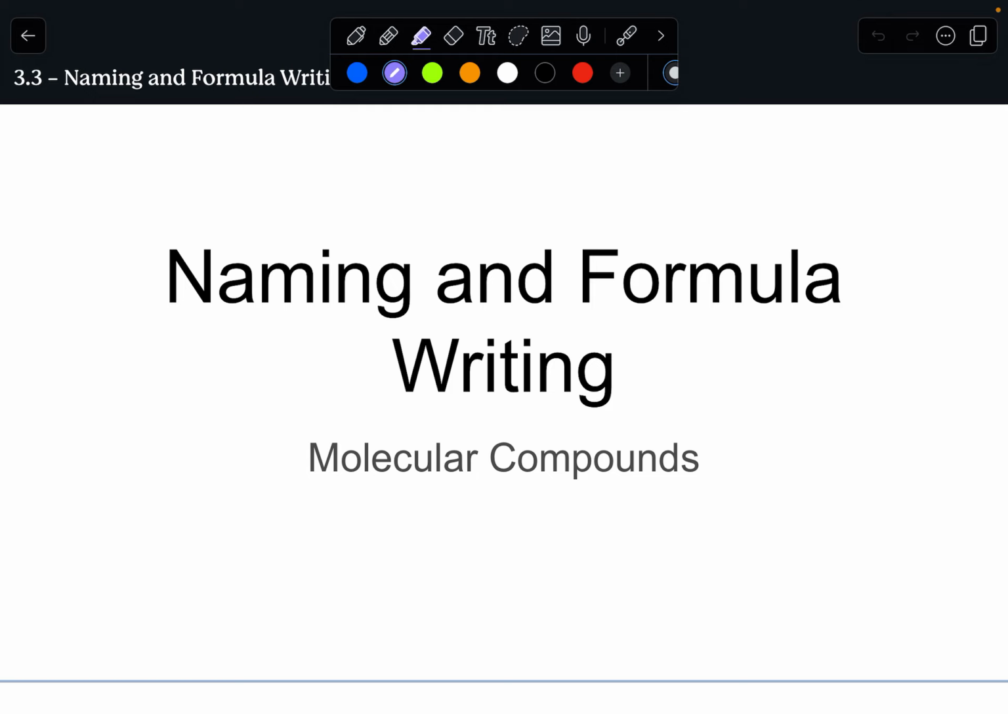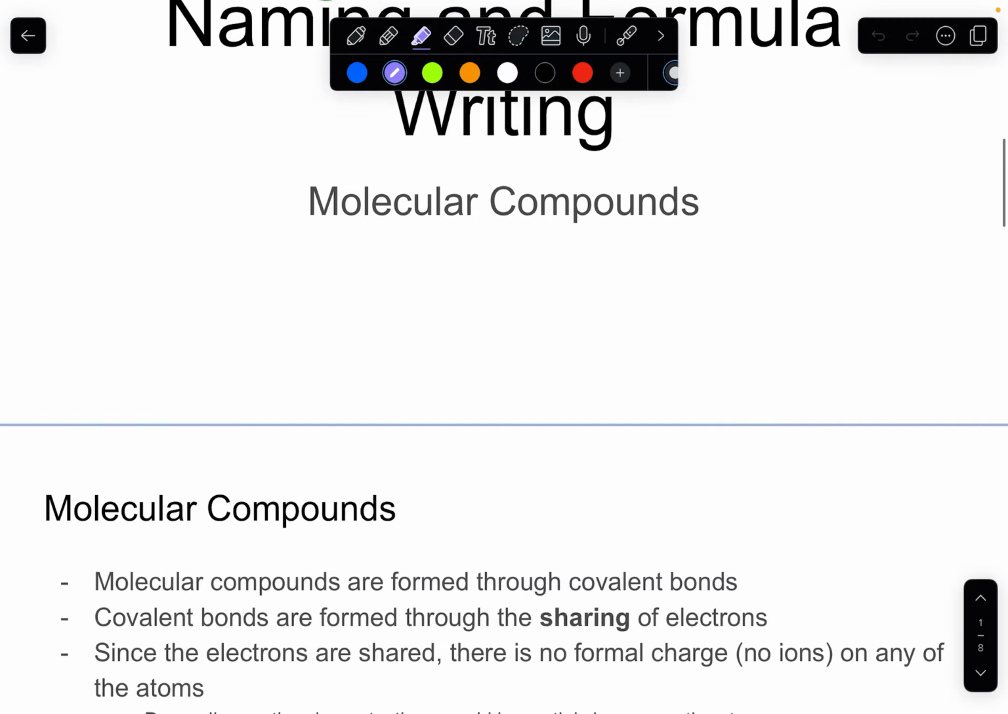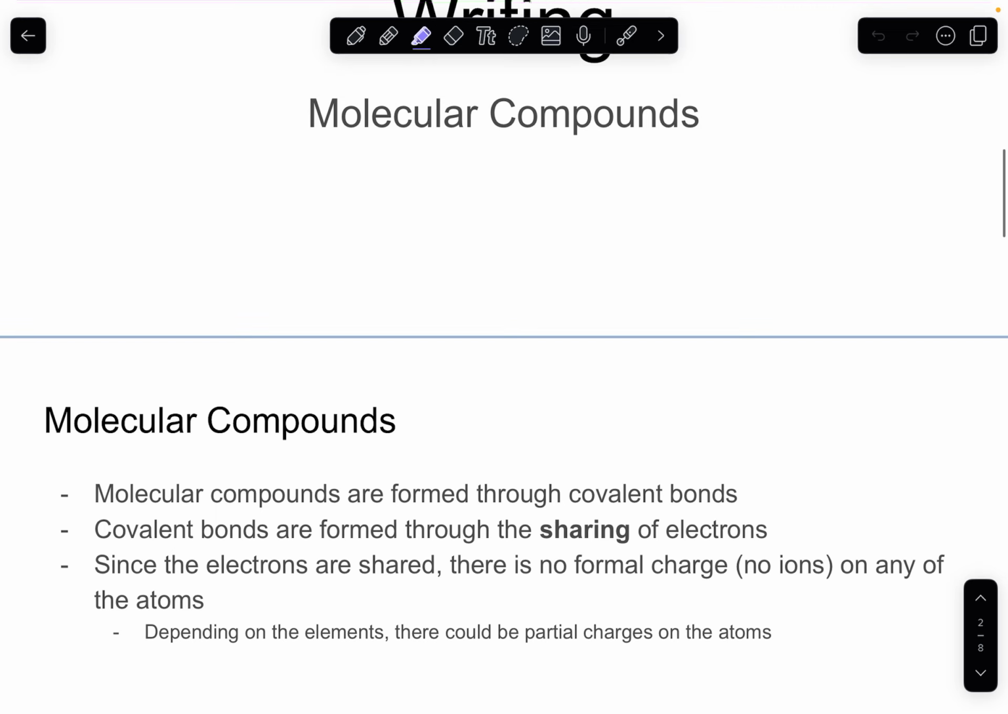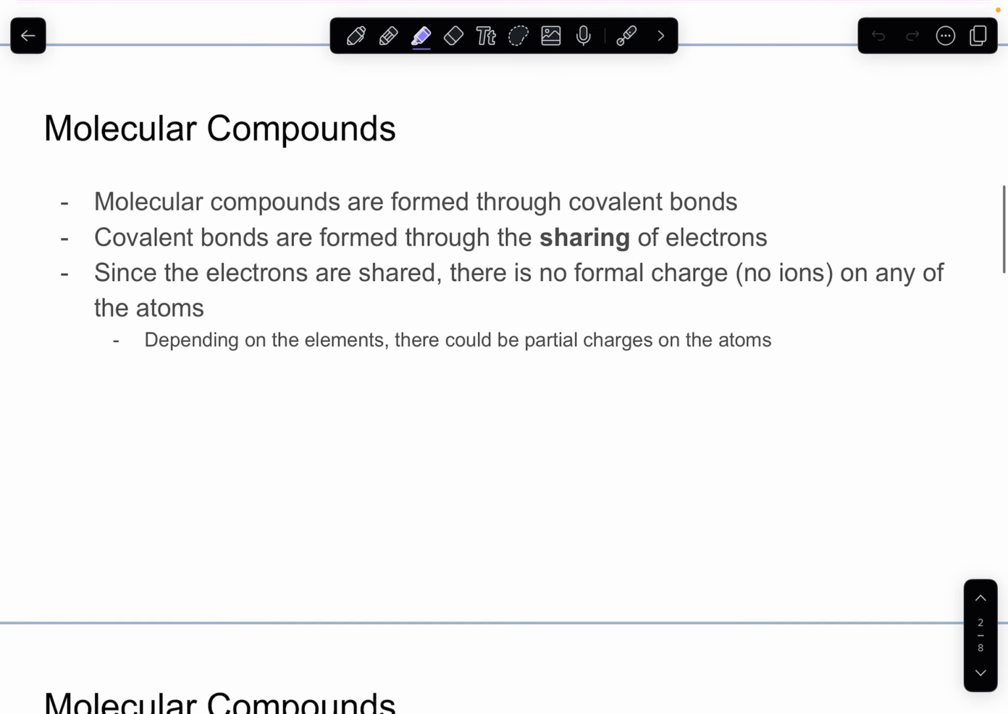In this video, we're going to take a look at naming and writing formulas for molecular compounds. Remember, molecular compounds are formed through covalent bonds, and covalent bonds are the result of sharing electrons. That's different than ionic compounds. Ionic compounds are the result of transfer of electrons.